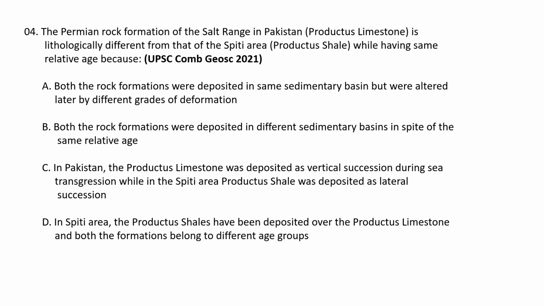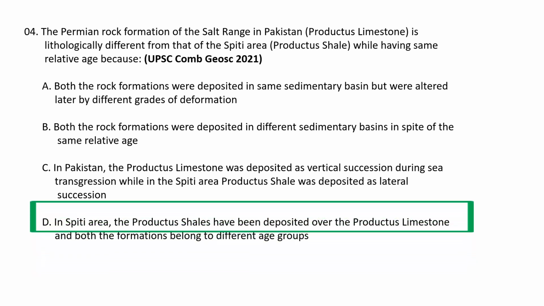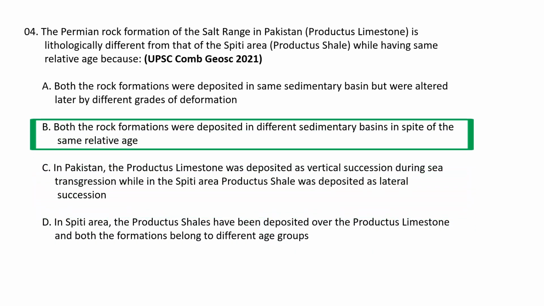And D. In Spiti area, the Productus shales have been deposited over the Productus limestone, and both the formations belong to different age groups. So the correct option is B: the Permian rock formations of the Salt Range in Pakistan are different from that of the Spiti area, though they have the same relative age, because both the rock formations were deposited in different sedimentary basins in spite of the same relative age.